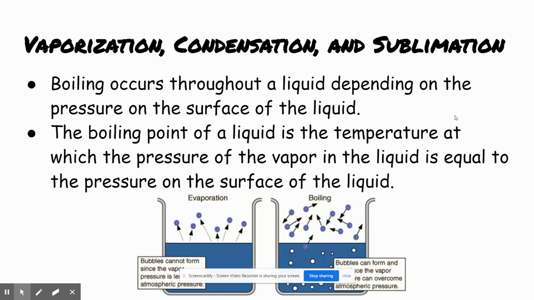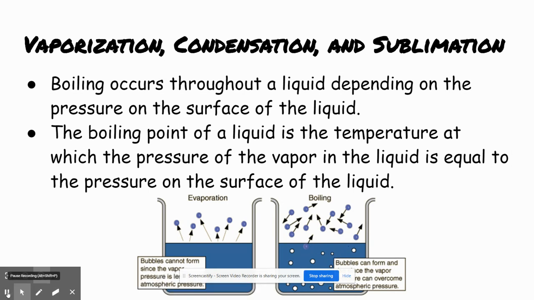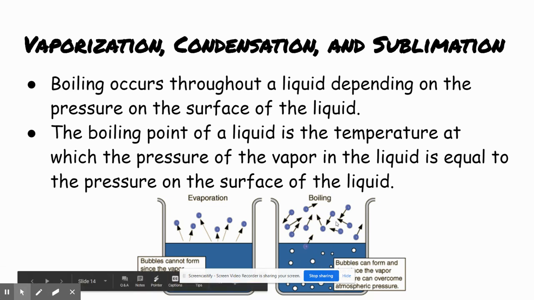Boiling occurs throughout a liquid, depending on the pressure at the surface of the liquid. So when you boil water, you're increasing the pressure. When the pressure of the liquid equals the air above, it can pass into the gas state. The boiling point of a liquid is the temperature at which the pressure of the vapor in the liquid is equal to the pressure at the surface. So evaporation just happens at the surface, but as you start to boil water, the pressure all through it increases. When the pressure of the water equals the pressure of the air, it can change from liquid to gas.